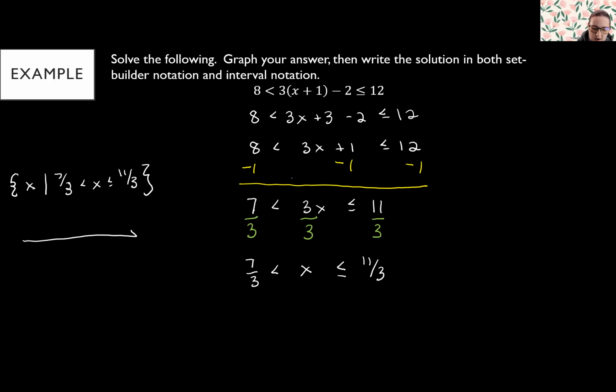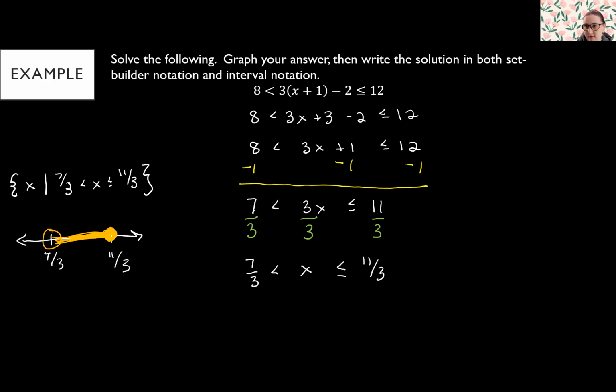I'm going to graph the answer. So our two numbers are 7/3 and 11/3. And so we are shading in between them. The compound inequalities are always in between. 7/3 is a less than symbol, so that's going to be an open circle. 11/3 is less than or equal to, which is a closed circle.